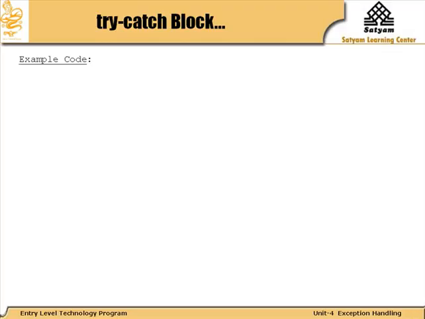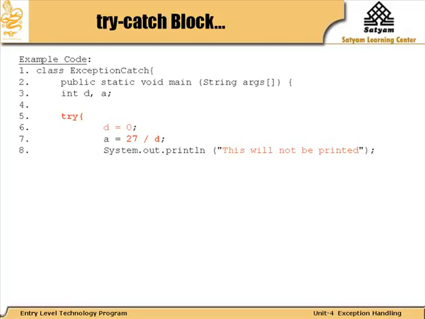Here is an example which demonstrates the try-catch block. In this example, I have added a try-catch block to the previous example. In the previous example, you have seen the JVM throwing a runtime error message at the statement 27 divided by D. In this example, we will handle the runtime exception and prevent the program from an abnormal termination.